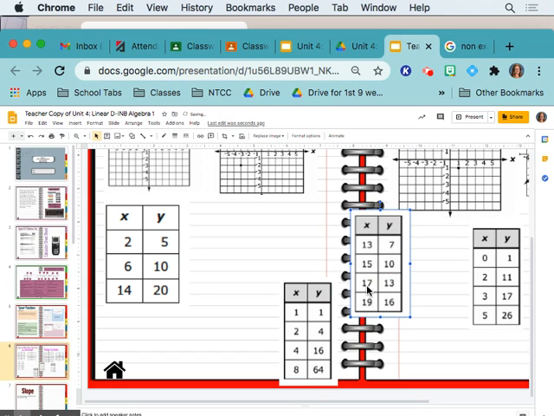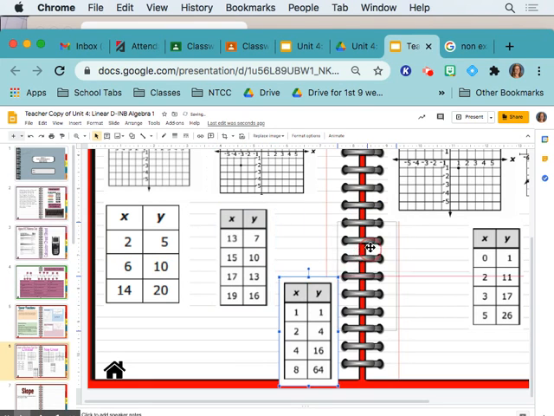Okay, let's look at this one. From 7 to 10, how much did that go up by? 3. From 10 to 13, 13 to 16. Okay, so all the y's went up by 3. What did all the x's go up by? 2. Yep, 13 to 15 is 2. 15 to 17, 2. 17, 19, 2. So it followed the same pattern. Okay. Now our last one.